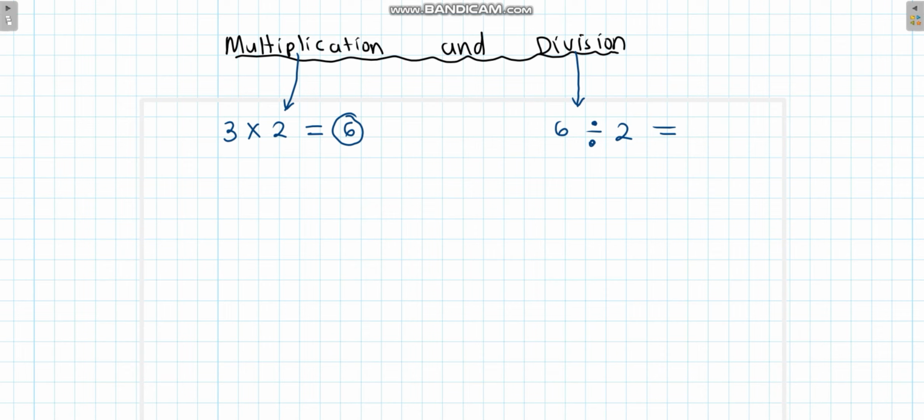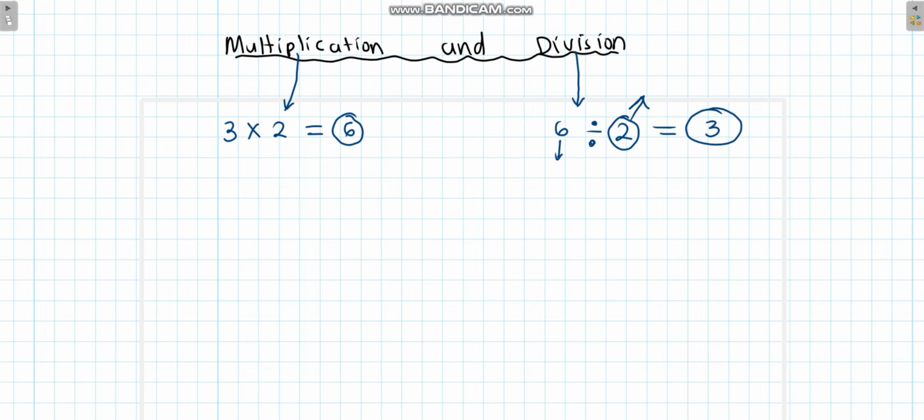Okay? And then now if I say 6 divided by 2, my answer is 3. So 3 is called the quotient of 6 and 2, of 6 divided by 2. So 6 is called the dividend, and then 2 is called what? The divisor. Okay, so we are dividing.